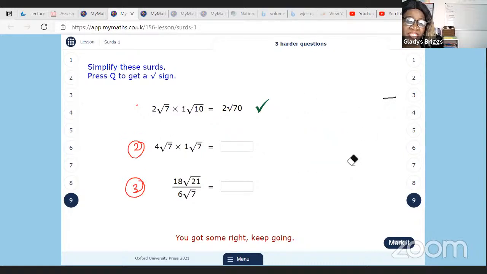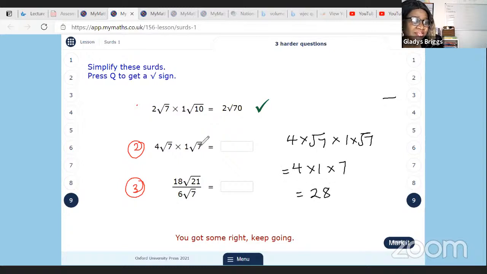I can write it all out in expanded form. I can write it as 4 times root 7 times 1 times root 7, yeah? And this would be equal to 4 times 1 times root 7 times root 7, which is 7, yeah? So that's equal to 28.